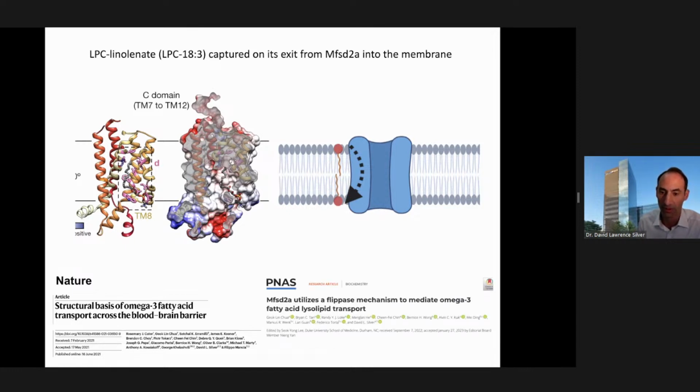We recently developed an in vitro assay that tested this hypothesis and proved it to be true, that MFSD2A utilizes what we call a flippase mechanism. If those in the audience are interested in the details of how we did this using a proteoliposome purified system, I can refer you to our recent paper here at the bottom, which I will not go any further into.